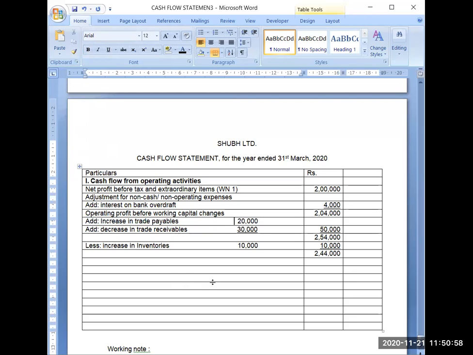Now coming to step 4. Now we have found the cash flow from operating activity. This is cash flow from operating activity, 2,44,000.